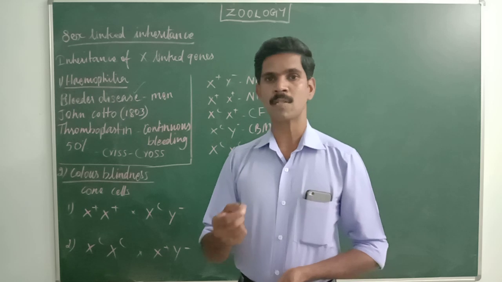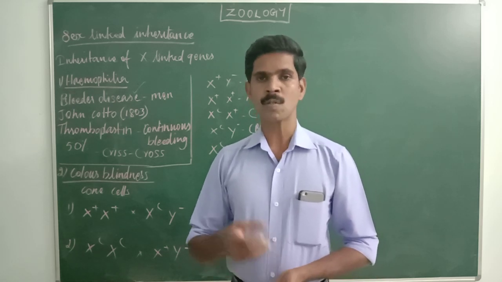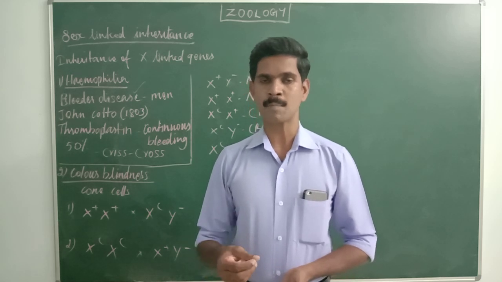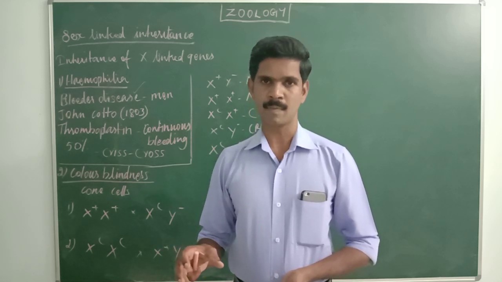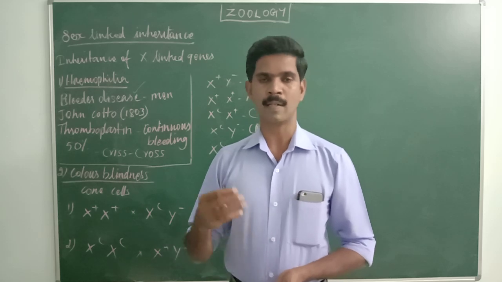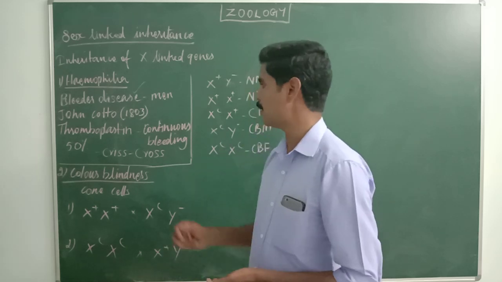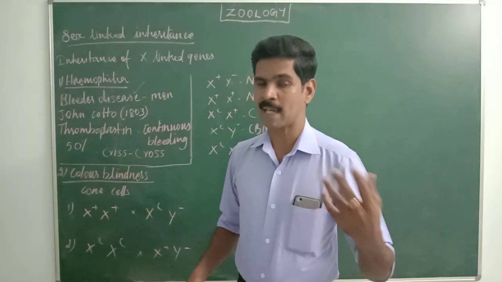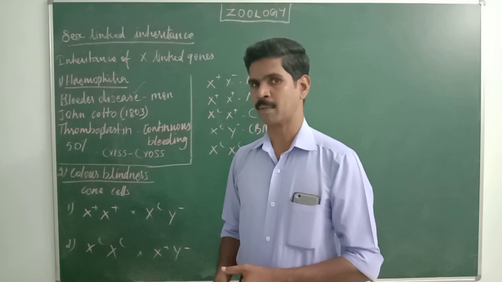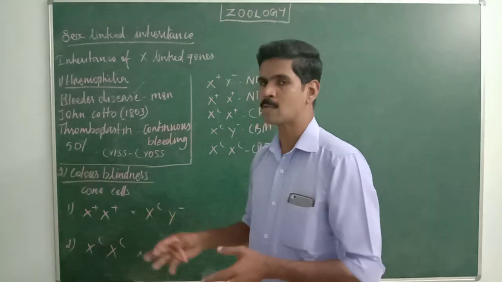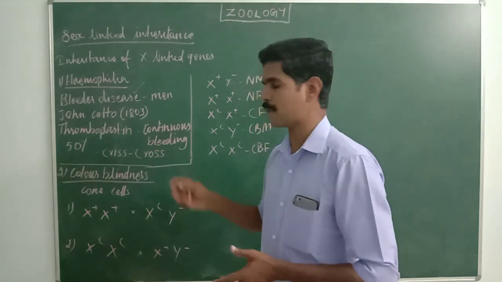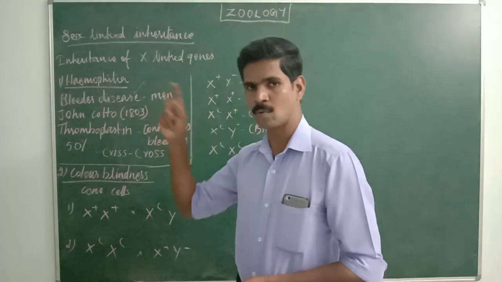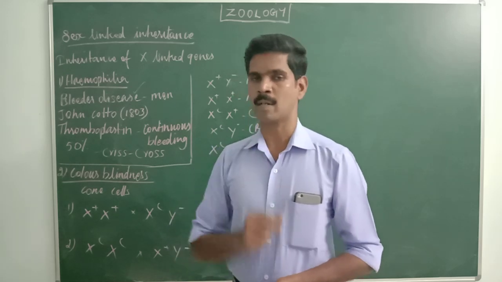Thromboplastin is used for blood clotting. If anyone is affected by this disease, thromboplastin production is completely absent, so the blood does not clot and bleeds continuously. Maximum 50% of this disease is transmitted from the carrier mother to her son. And the last point: this disease is an example of the crisscross pattern of inheritance. Hope you all understood. It's a 3-mark question, and now we have completed one 3-mark question.